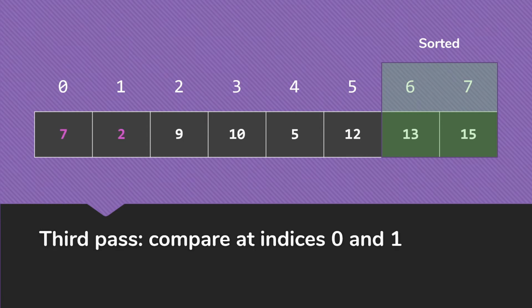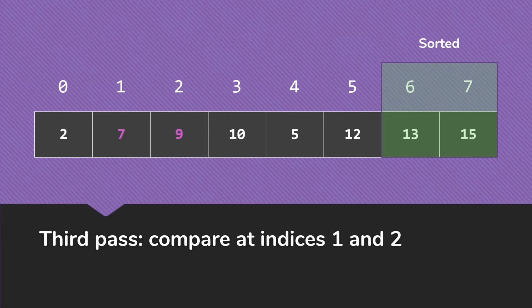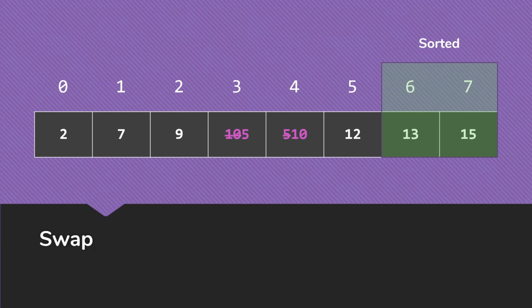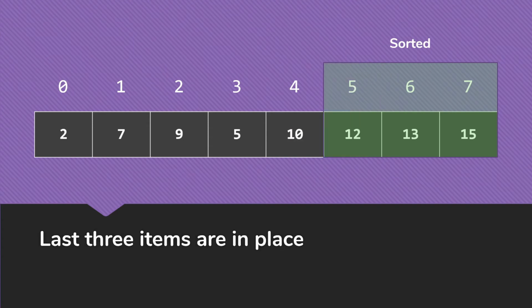Next pass, we start at indices 0 and 1 again. Those are out of order, so we swap the 2 and the 7. 7 and 9 are in order, so we ignore them. 9 and 10 the same, but we swap the 10 and the 5. And then we look at the 10 and the 12. Those are in order, so that's fine. So at this point, we have the last three items in place.